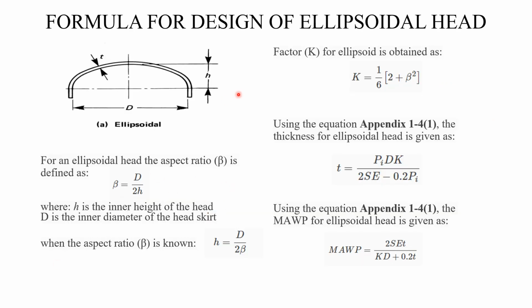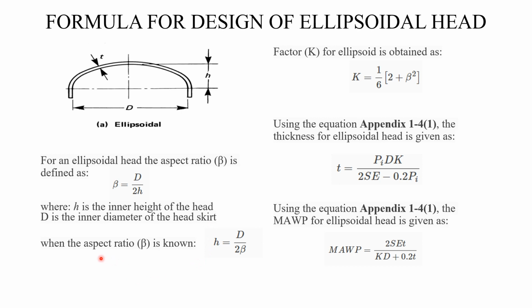So moving ahead, formula to design an ellipsoidal head. Okay, ellipsoidal dish head. Here, this is the ellipsoidal dish head, thickness, height of the dish head, and this is the internal diameter. Diameter D, or D by 2, is R. So in this case, you define the aspect ratio beta. Beta is equal to D by 2h. Normally, whenever you design the ellipsoidal dish head, h is taken as one third of D.